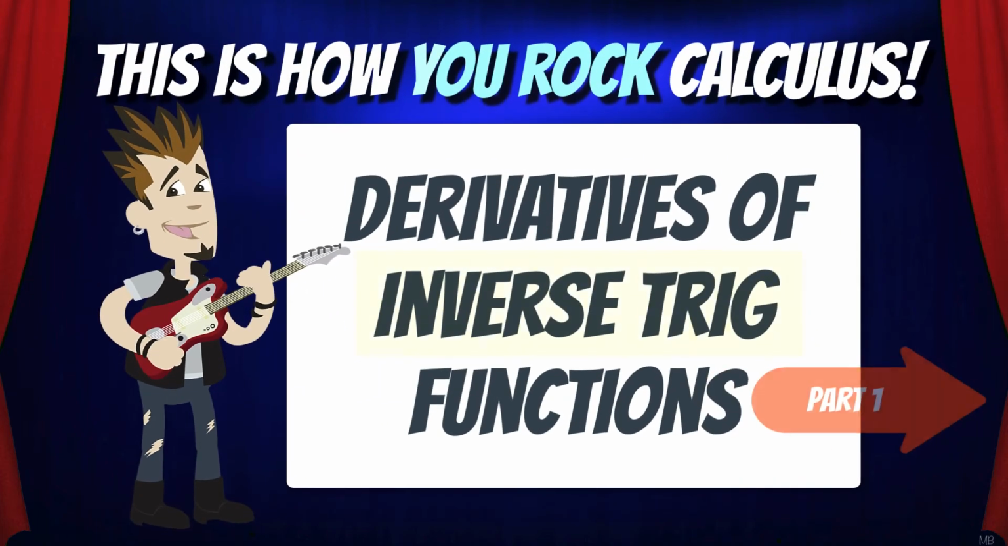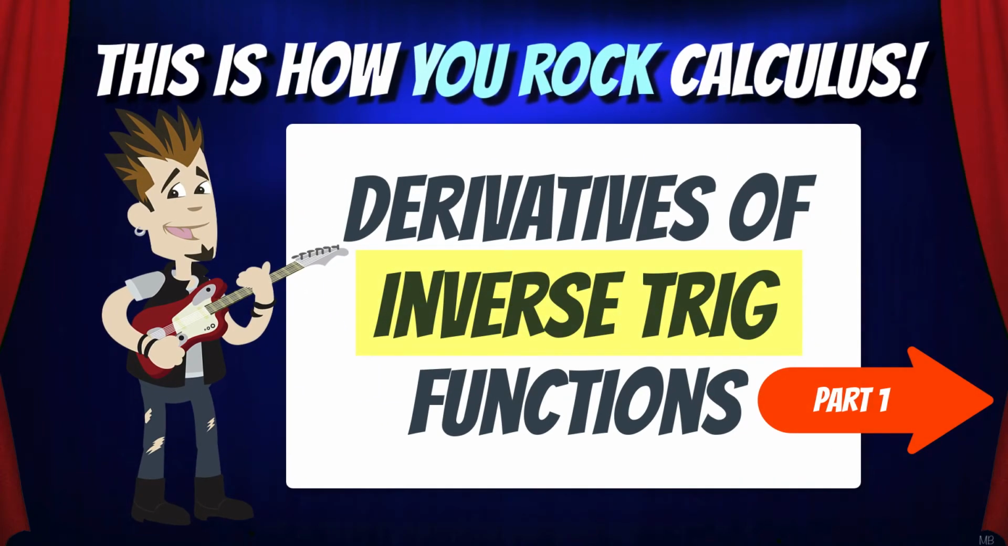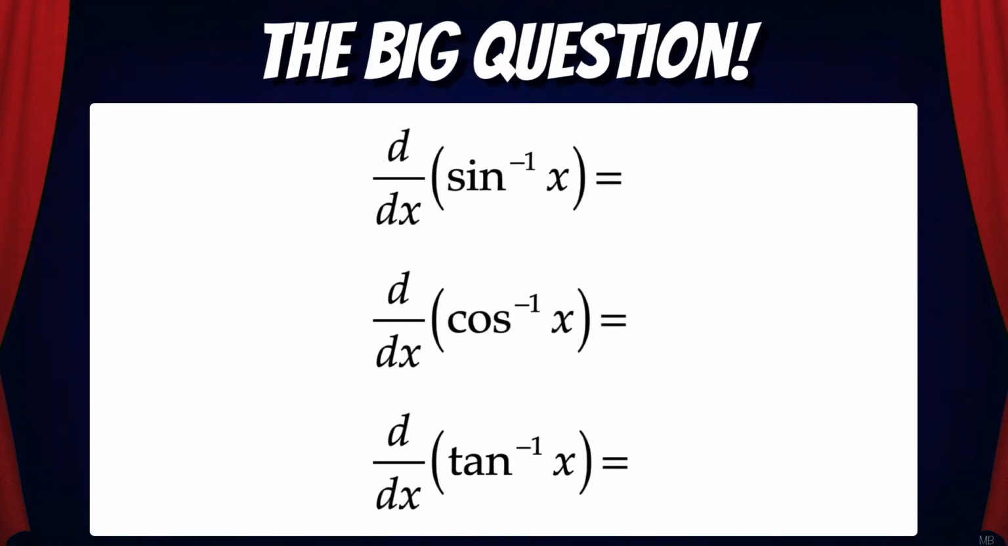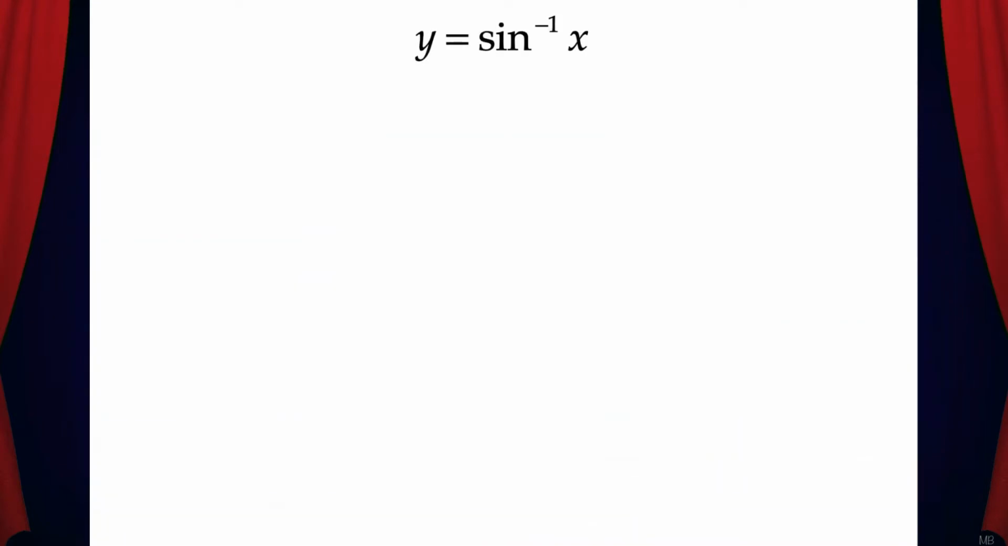Hey everybody, in this video, we're going to talk about derivatives of inverse trig functions. Specifically, the big question is how do we find the derivatives of sine inverse x, cosine inverse x, and tangent inverse x? Let's start with y equals sine inverse of x. Our goal is to find the derivative of this function. Well, if y equals sine inverse of x, that means x equals sine y.